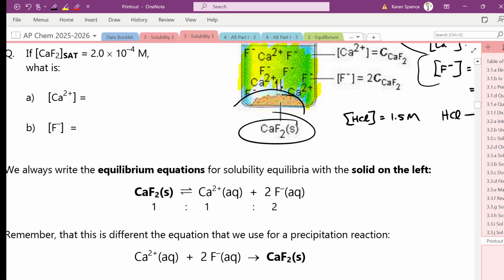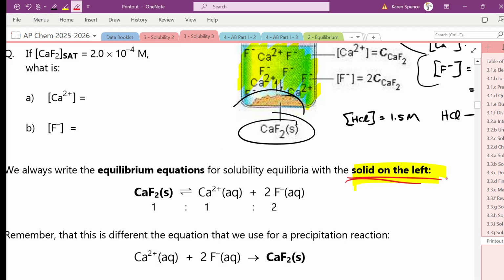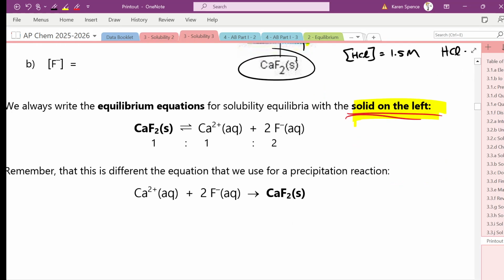Oh, look. We always write equilibrium equations with the solid on the left. Did I tell you I was going to tell you this a million times? Look, I'm telling you, we're only at 999,000, not a million yet. Okay, so there we are.